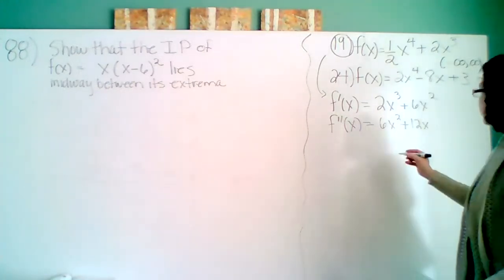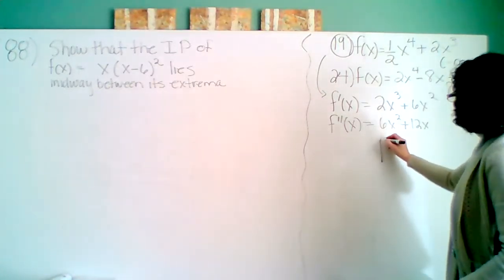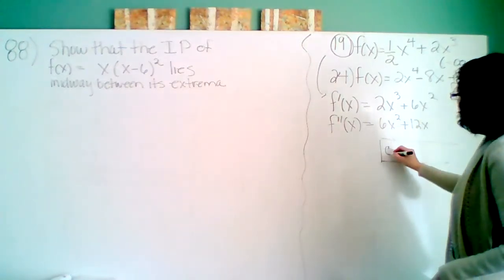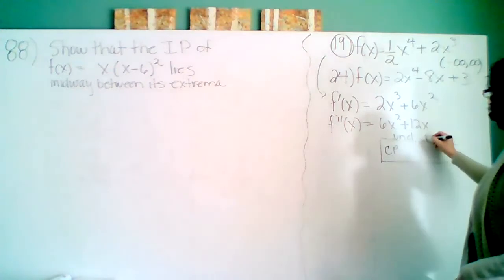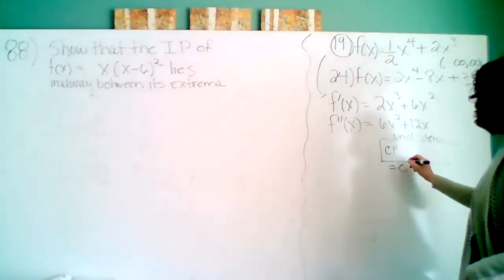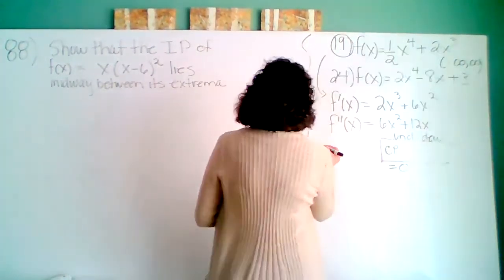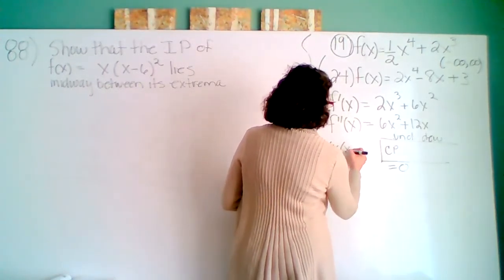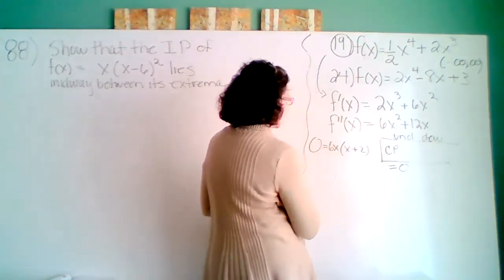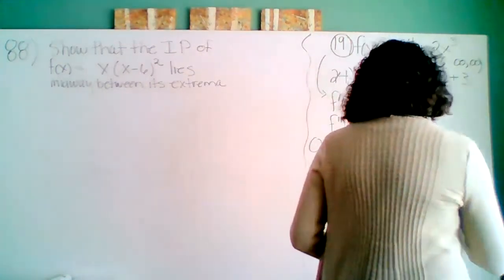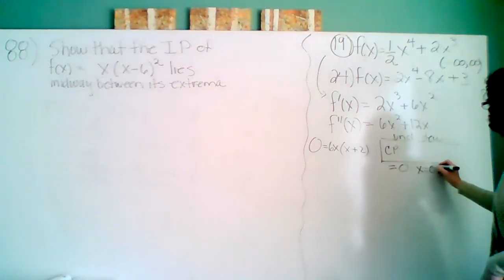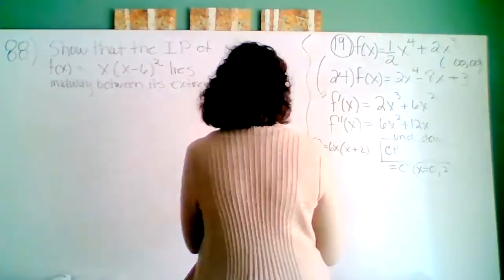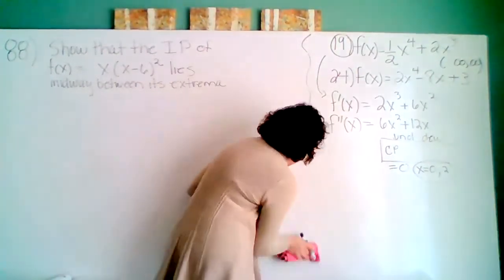Okay, where are the critical points? Critical points on the inside, undefined, defined everywhere. It's a quadratic. Where is this equal to 0? I think I need to factor it to see. 0 equals 6x, and when I factor it, that leaves an x plus 2. So that happens at x equals 0 and x equals 2. Those are the critical points that are going to split up our intervals.